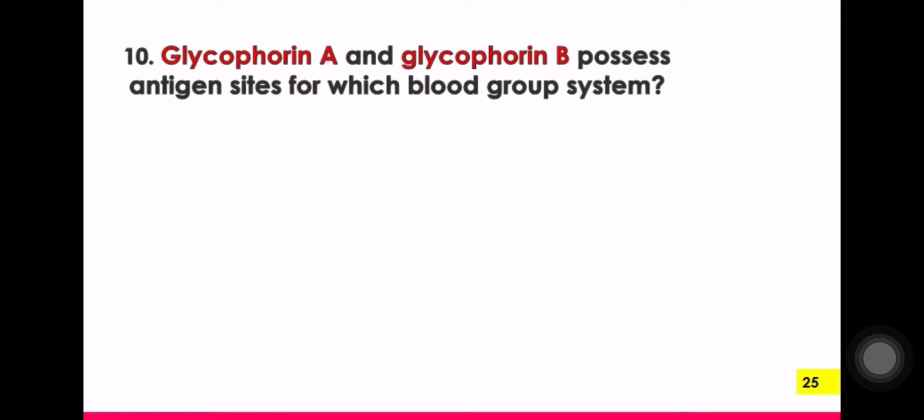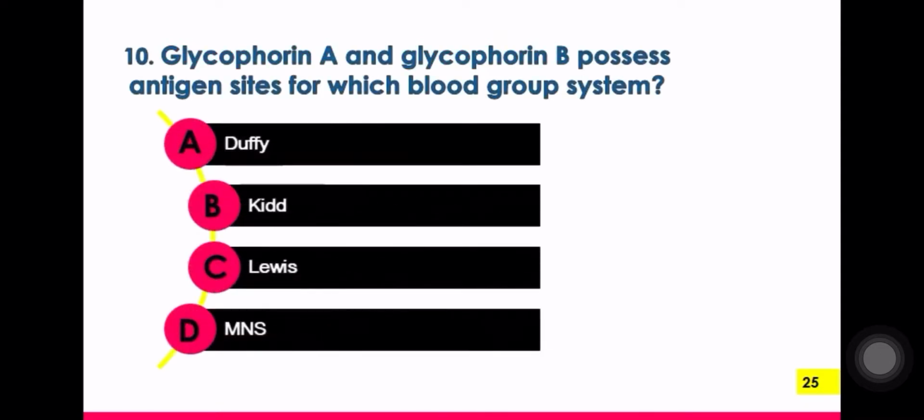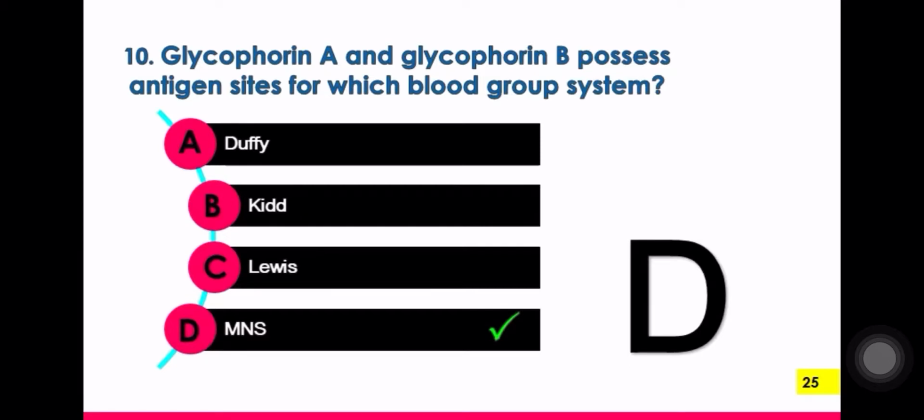Next, for number 10, glycophorin A and glycophorin B possess antigen sites for which blood group system? A, Duffy; B, Kidd; C, Lewis; or D, MNS? The correct answer is letter D, MNS.